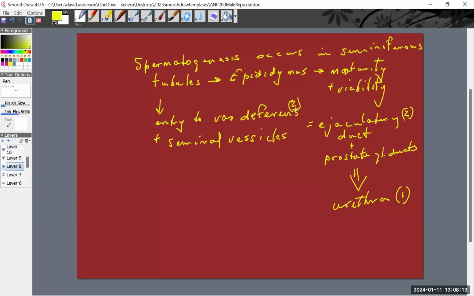Two testes located in the scrotum, location for spermatogenesis within the seminiferous tubules, entry into the epididymis, vas deferens, right, left, two. Ejaculatory duct, right, left, into the prostate, receive content from the prostate, enter the urethra, then the duct becomes one.